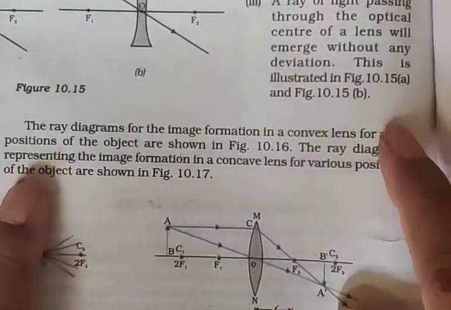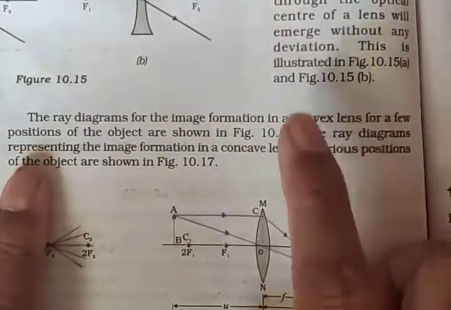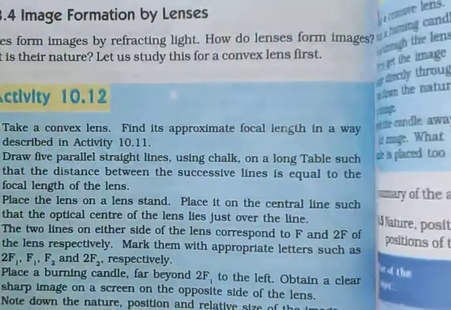The ray diagram for the image formation in a convex lens for a few positions of the object, that we are going to see in the next session. Before that you have to draw diagrams 10.13, 10.14 and 10.15, and you have to read this particular part very carefully relevant to the image formation and sign convention. We will see in the next section.